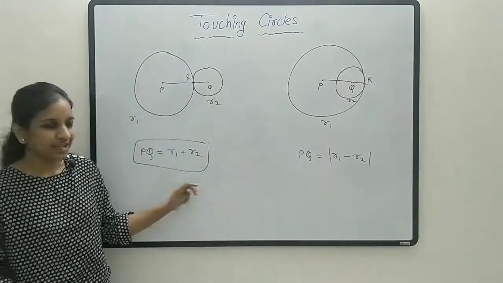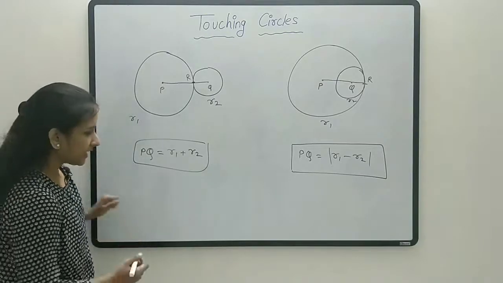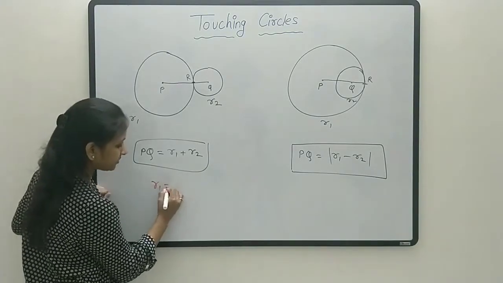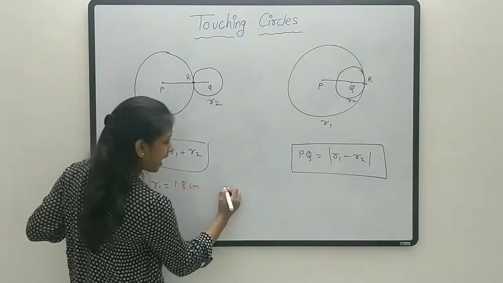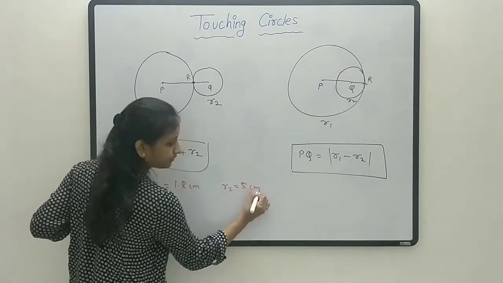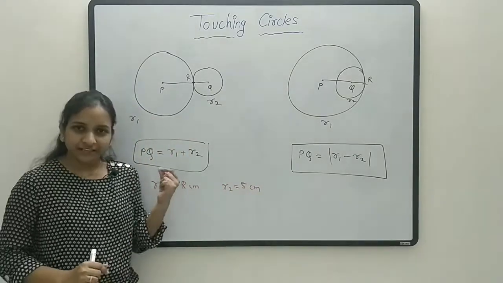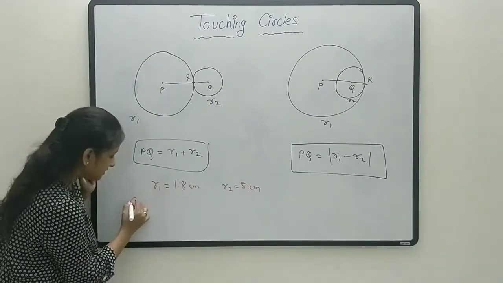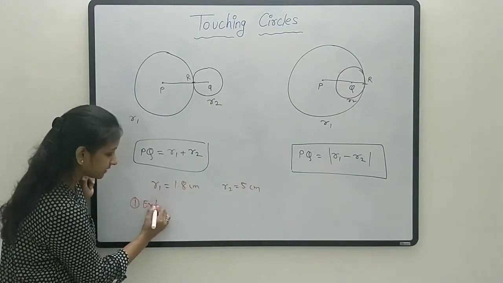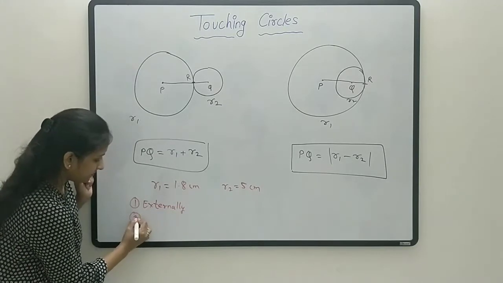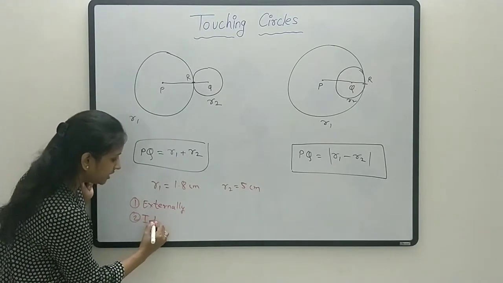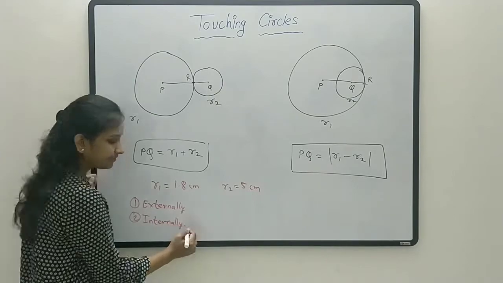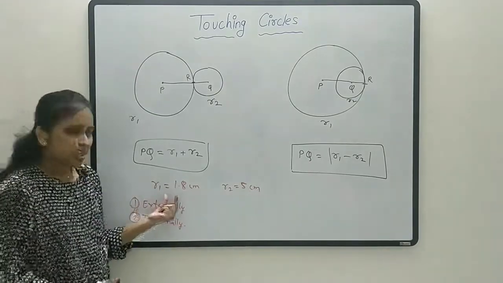Now let's take one small example. Say the radii of two circles are 1.8 centimeter and 5 centimeter. Then we have to find the distance between the centers of these two circles if the two circles touch each other externally and if the two circles touch each other internally. Okay? Now let's solve this.